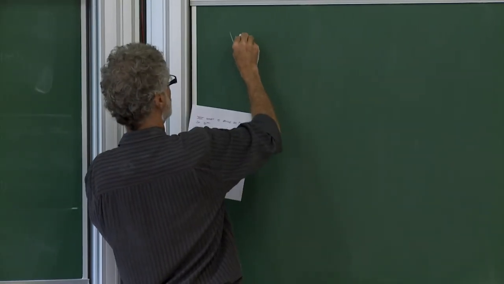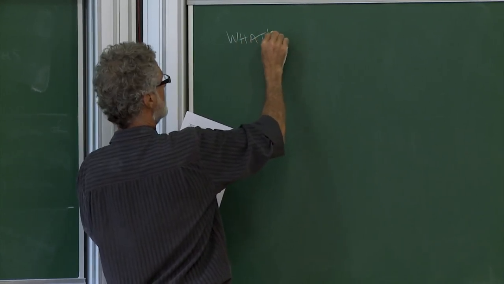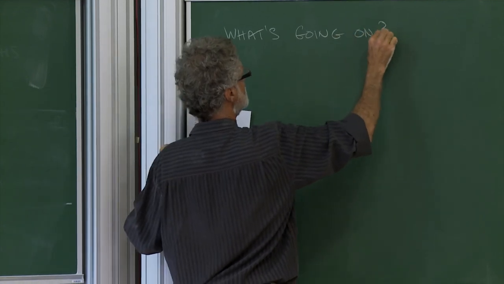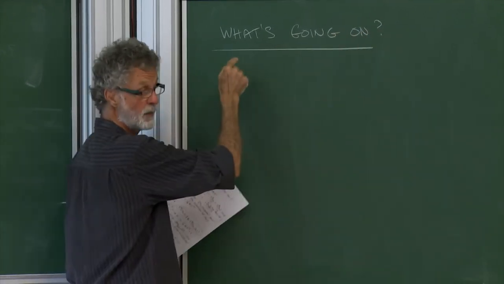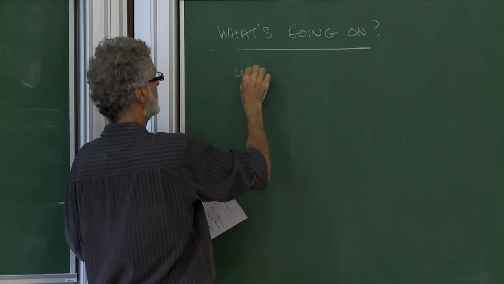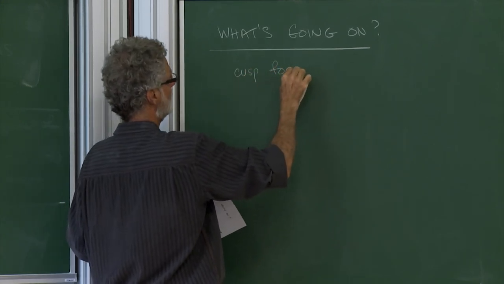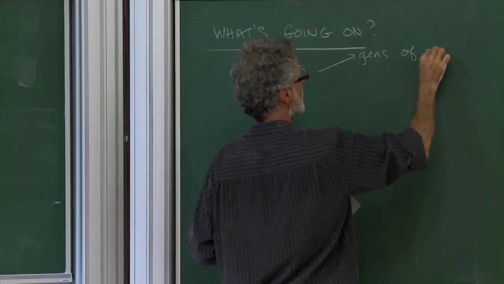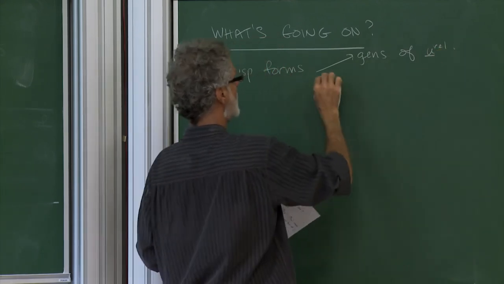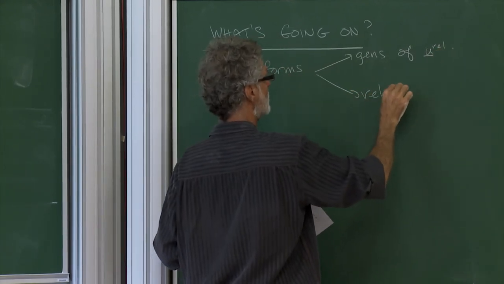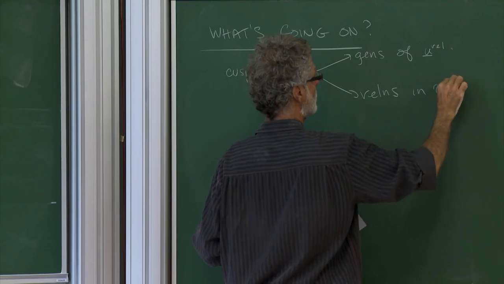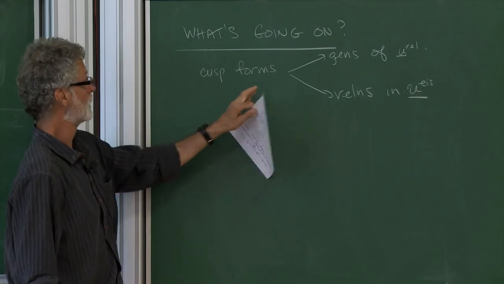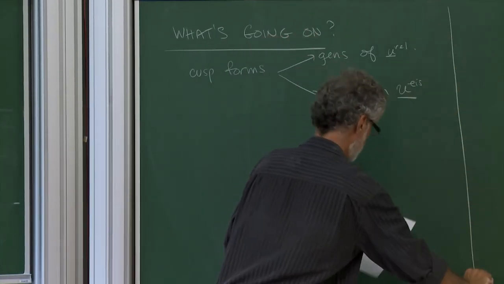So what's going on? You know, why are we getting... see, cusp forms, I'll just remind you, cusp forms were generators in the relative completion. This was the free guy, but they become relations in U ice. Why did this happen? So I'm going to draw a picture here.